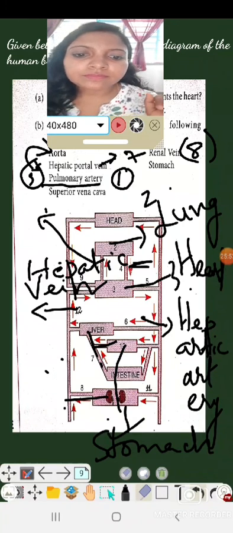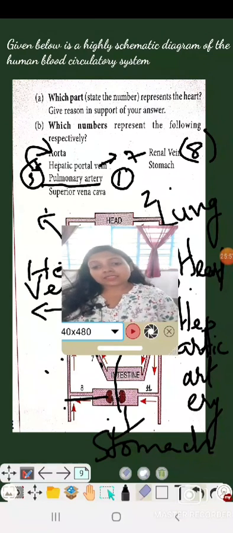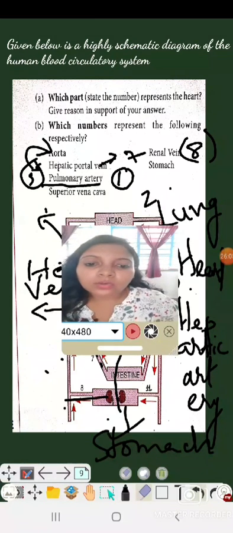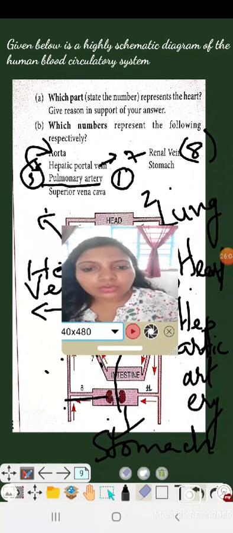Okay. So I hope you understood this highly schematic circulatory system. Note down in your copy. If any doubt, you can send the messages to me.